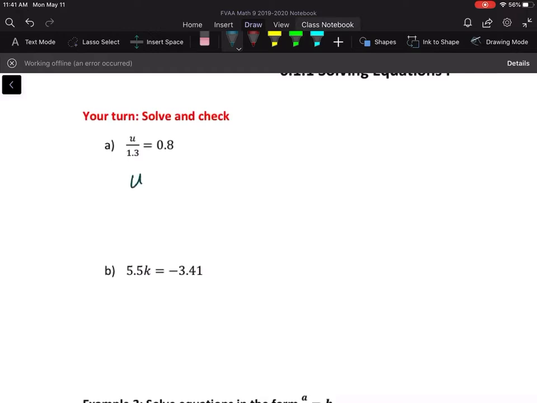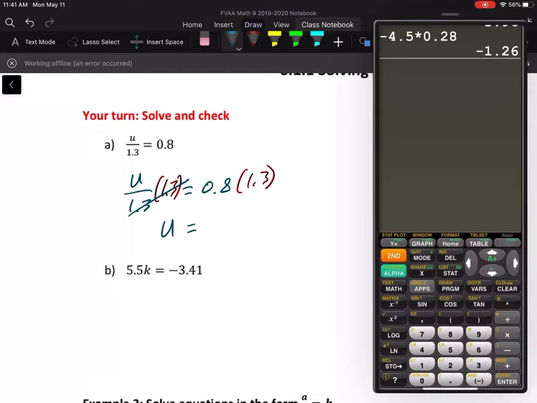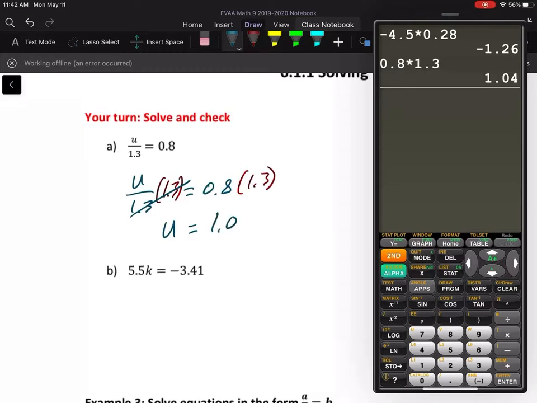So here I have u over 1.3 is equal to 0.8. Okay, and then it's u divided by 1.3. So I'm going to do the opposite operation. I'm going to multiply by 1.3 on both sides. So the 1.3 divided by 1.3 is going to cancel out. Leaves me with u. And 0.8 times 1.3 gives me 1.04. And that is my answer. Okay, again, you're trying to get the u part of it by itself.